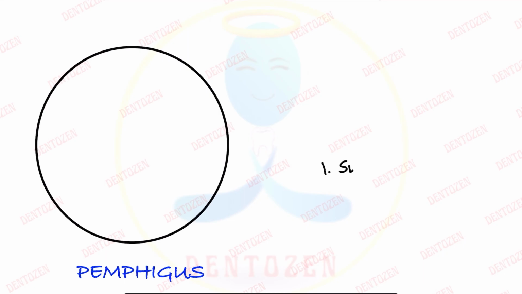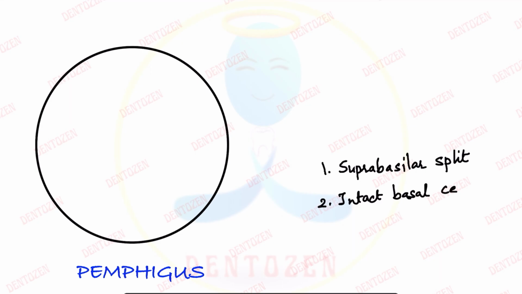So we'll see suprabasilar split. That means basal cell layer will remain intact. So that is another point, intact basal cell layer, but the cell layers above the basal cell will show space between them, and that is known as suprabasilar split.